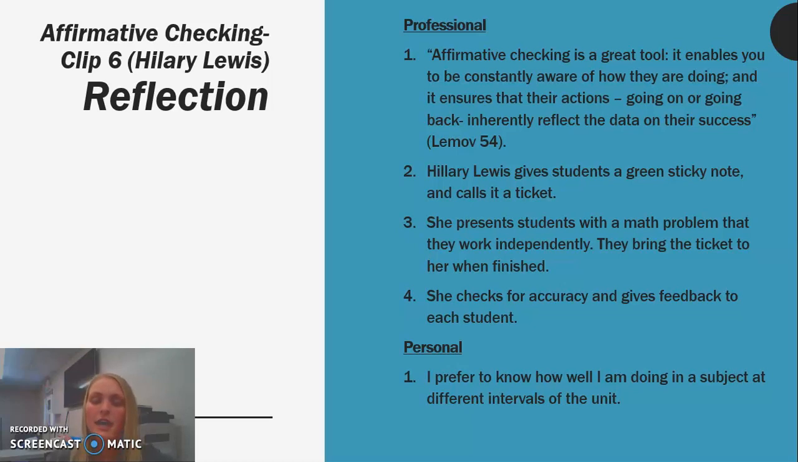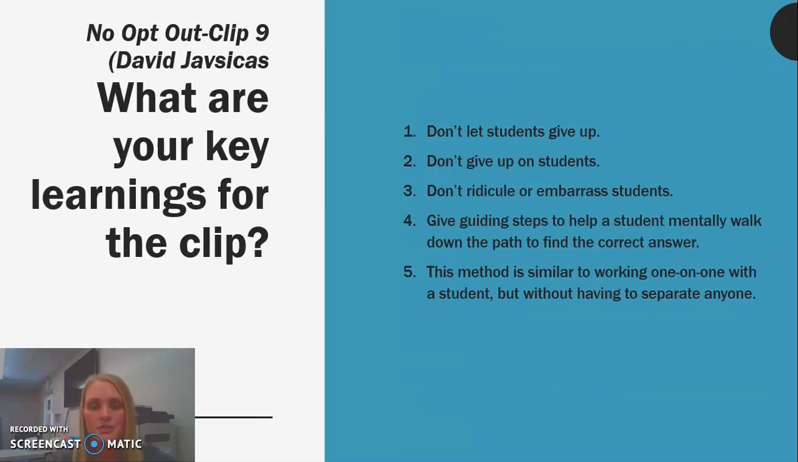Personally, I love to know how I'm doing in a subject during different intervals of that unit. I don't like to feel insecure about how well I know the knowledge, so that's great.